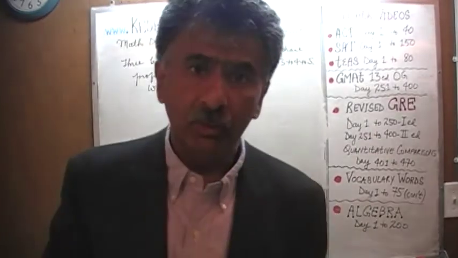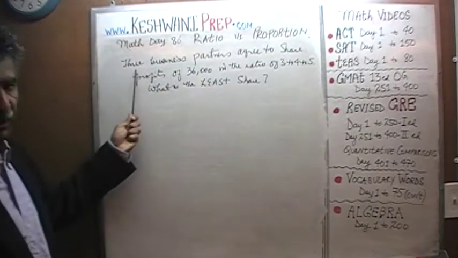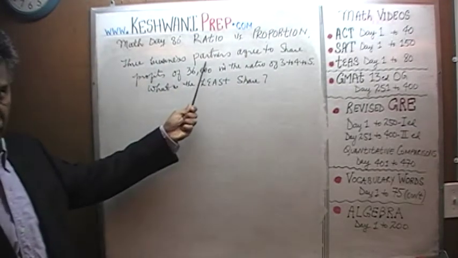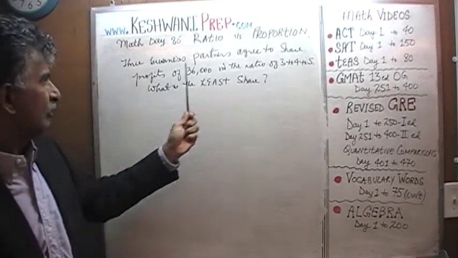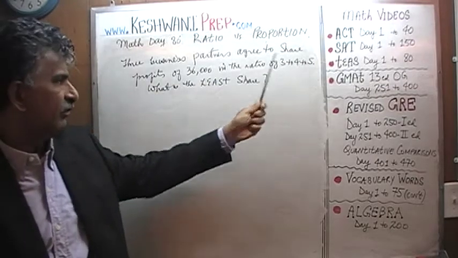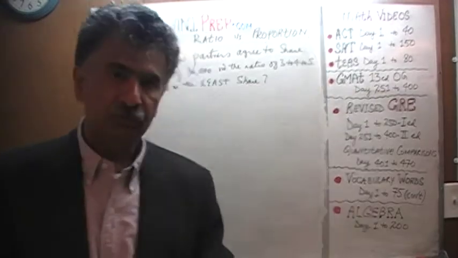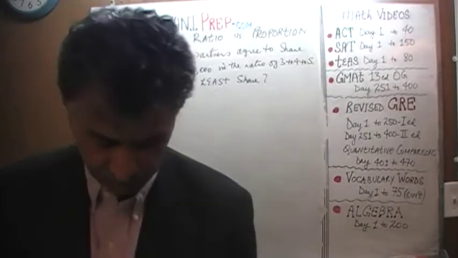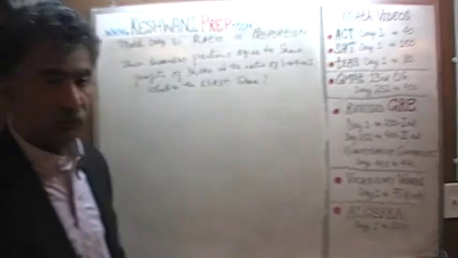The first problem is already on the blackboard. Let's take a look at it. It says we have three business partners, and these three business partners, we are told, had agreed to share the profit of $36,000 in the ratio of 3:4:5. The question simply is, what's the least share if they had agreed to share the profit of $36,000 in the ratio of 3:4:5? Let's find out. Shall we?